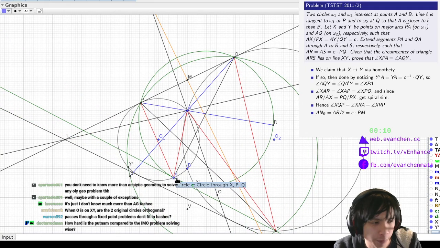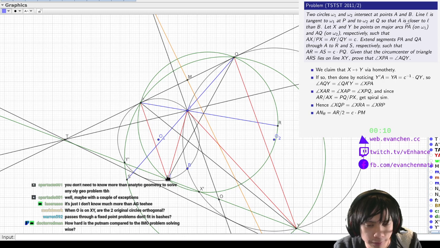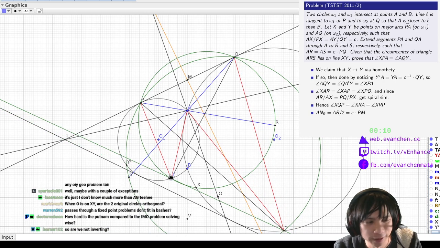How hard is the Putnam compared to the IMO? Depends on who you ask. The flavor of problems is definitely different. I personally think the IMO is harder, or has more depth, I would say.